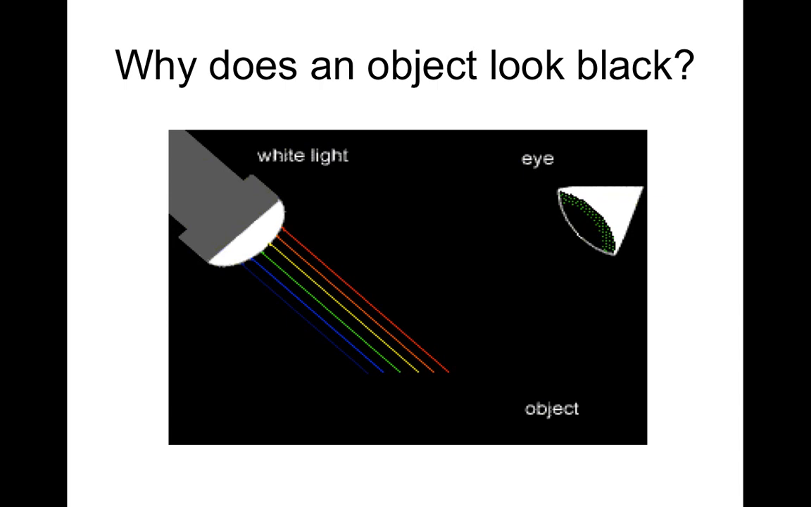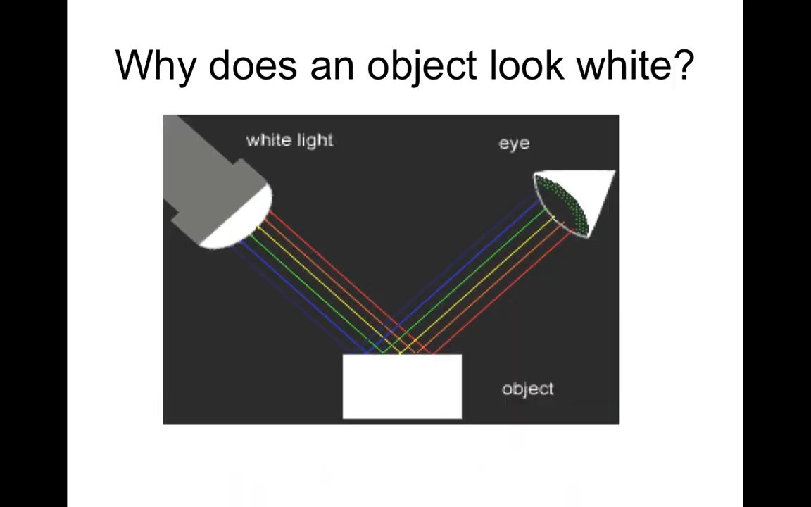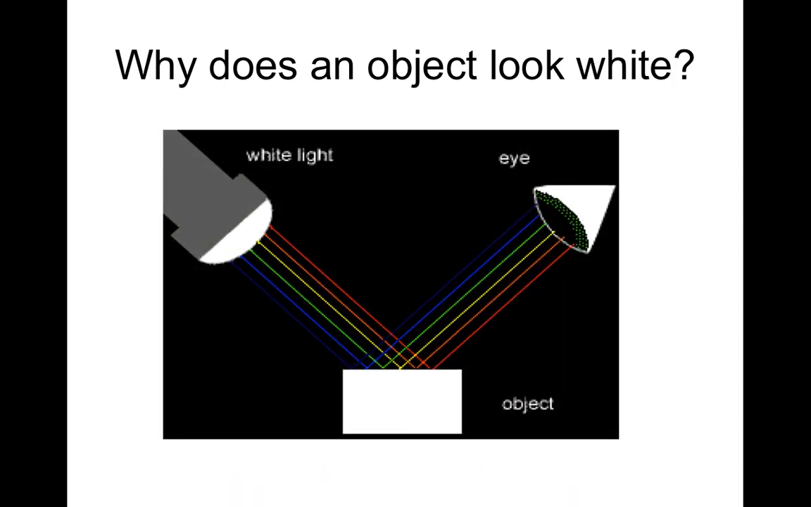Here's what's happening with black. Everything is absorbed, nothing is reflected, which means it appears black to our eye, or basically without any color. Here's what's happening with white. Everything is reflected, which means it's full of color, just like white light would be.